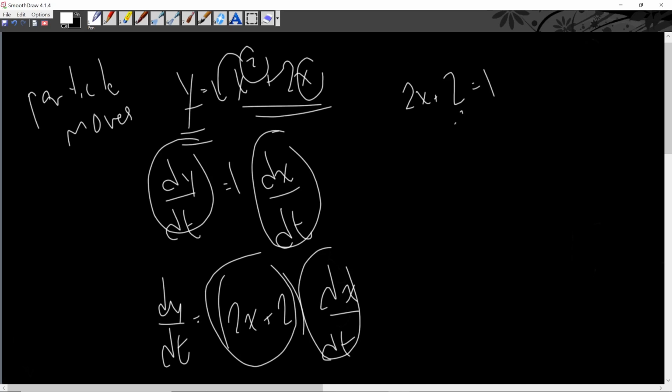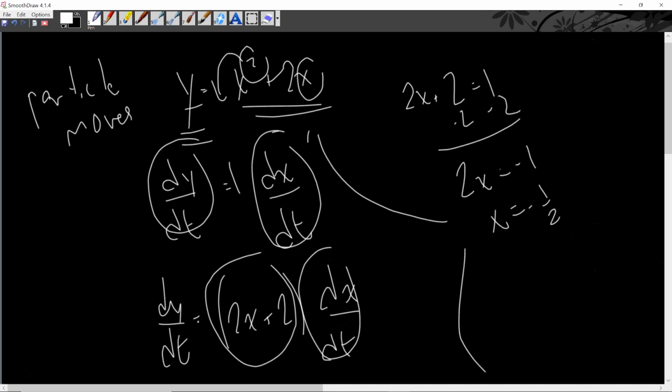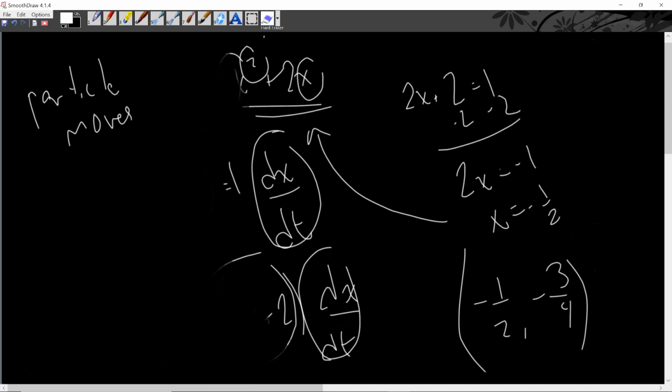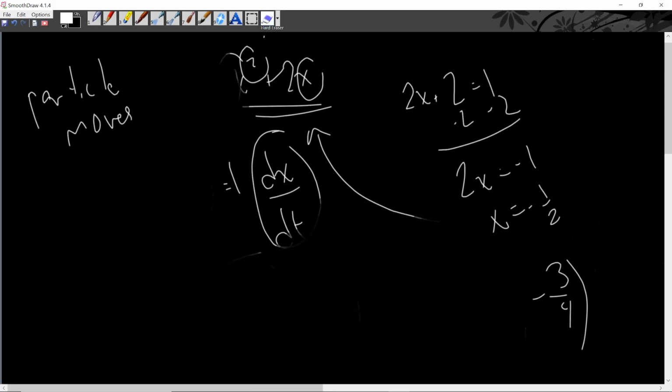So for this, minus 2 minus 2, 2x equals negative 1, x equals negative 1/2, which means that our point is, when you plug it in, we have negative 1/2 squared, which is 1/4, minus 1/2 times 2, so negative 1. So you have negative 1/2, and then negative 3/4. But I don't like this problem. I'm going to search up some related rates problems, and we're going to do some of that.